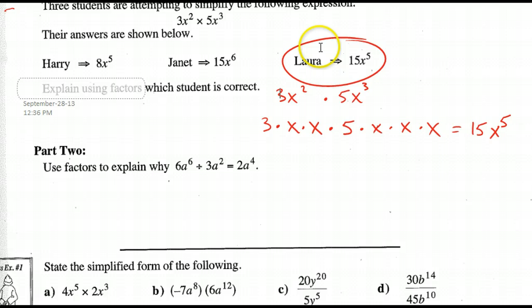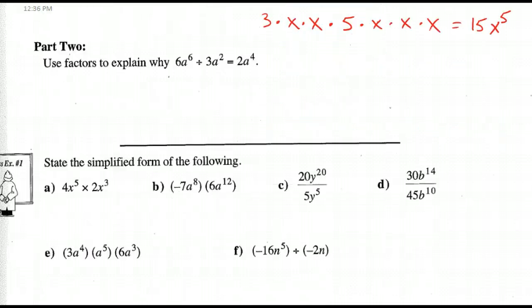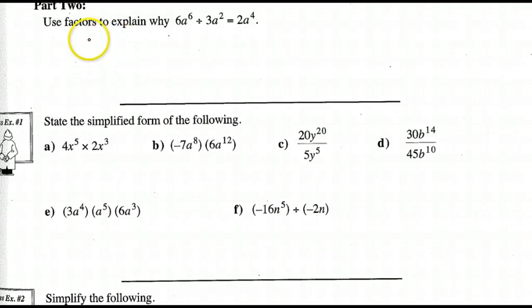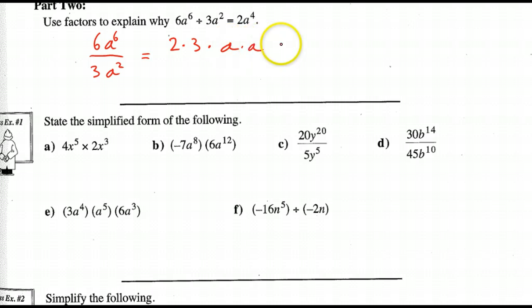Again, let's look at this one over here. I have 6a to the power of 6 divided by 3a squared, and if I rewrite that with all the factors, I would have 2 times 3 times a times a times a times a times a times a, all of that divided by 3 times a times a.